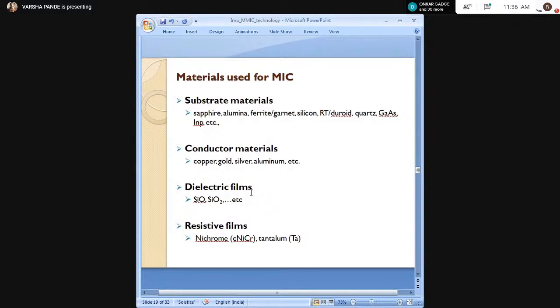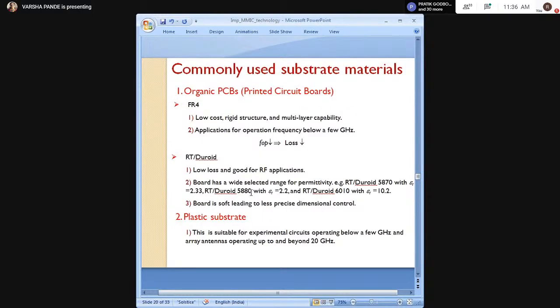If you want to fabricate the MOS, metal oxide, then again we require silicon dioxide. Dielectric films are fabricated by using silicon dioxide or silicon oxide. And resistive films, if you want to fabricate a resistance, are nichrome or tantalum. These are some of the materials used. Then commonly used substrate materials are different organic PCBs, printed circuit boards. This is FR4, RT Duroid. Each material has its advantage and its disadvantage.